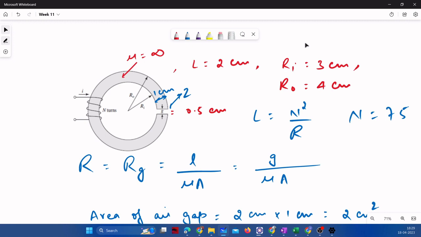Sir, this cut in the core for the air gap, what are the ways we can create this air gap? How to cut this core? There are many ways of cutting.